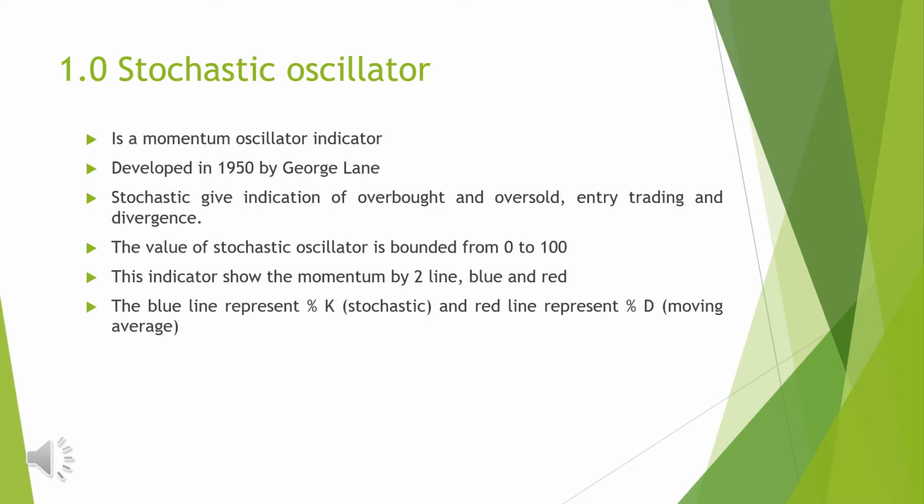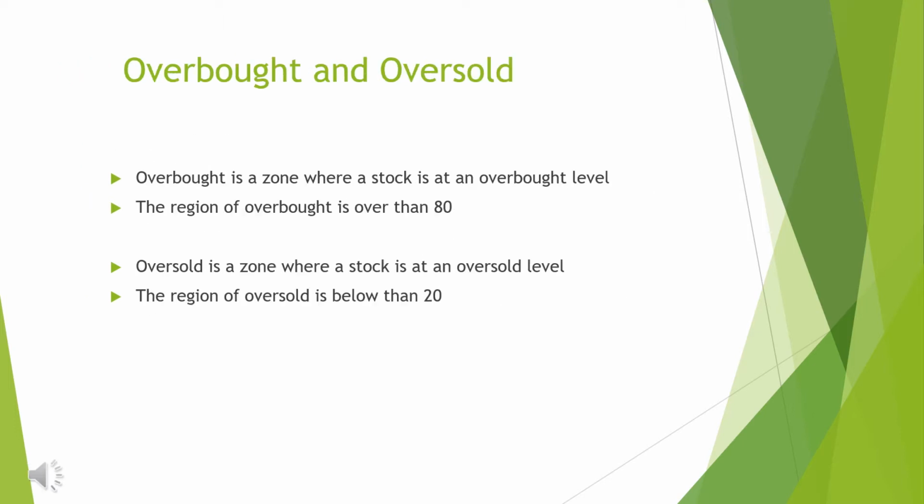Stochastic oscillator is a momentum indicator developed in 1950 by George Lane. Stochastic gives indication of overbought and oversold, entry trading, and divergence. The value of stochastic oscillator is bounded from 0 to 100. This indicator shows the momentum by two lines, blue line and red line. The blue line represents the K, which is the stochastic, and the red line represents the default moving average.